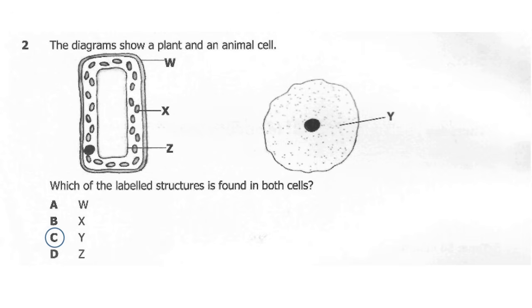The correct answer here is C, the cytoplasm. So the parts which are found in both plant and animal cells will include the nucleus, the cell membrane, and the cytoplasm. So there are three parts. Let me know in the comment section what is the collective name given to these three parts.